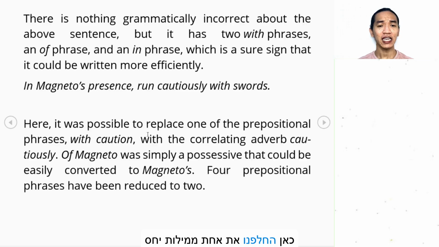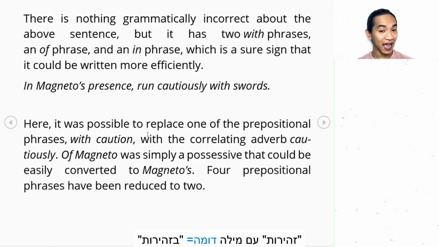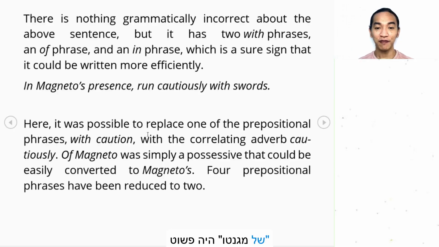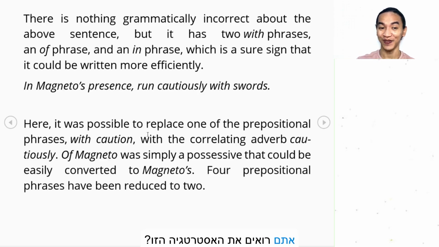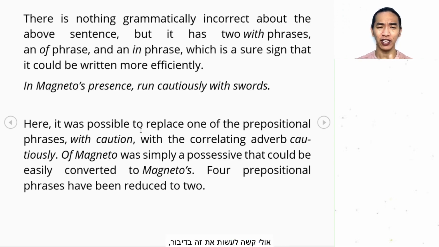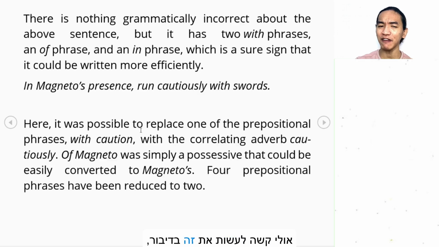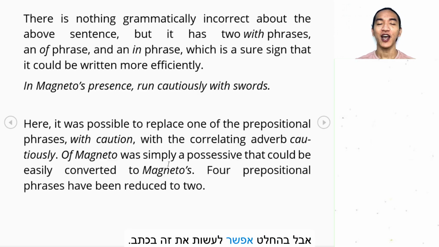Okay, here it was possible to replace one of the prepositional phrases, with caution, with the corresponding adverb, cautiously. Of Magneto was simply a possessive that could be easily converted to Magneto's. So four prepositional phrases have been reduced to two. Okay, you see that strategy? You can also do that in writing. Okay, it might be difficult to do that in speaking, but you can definitely do that in writing.